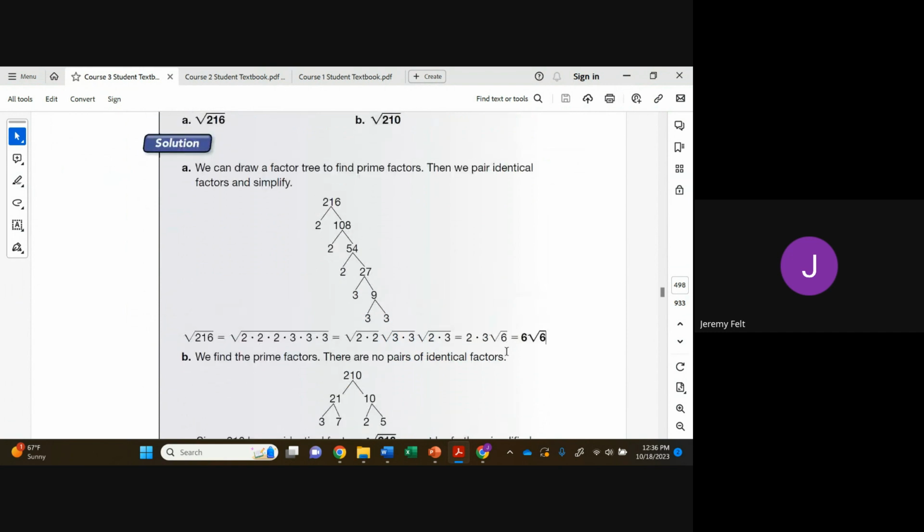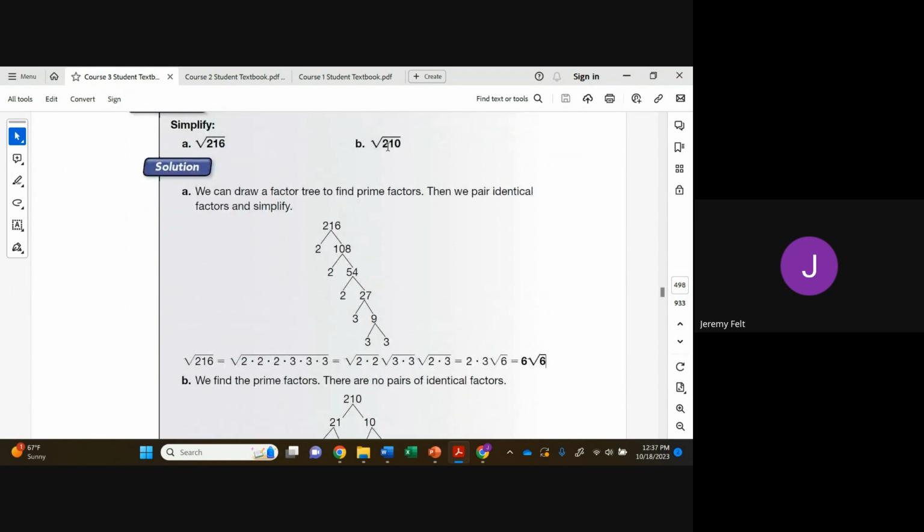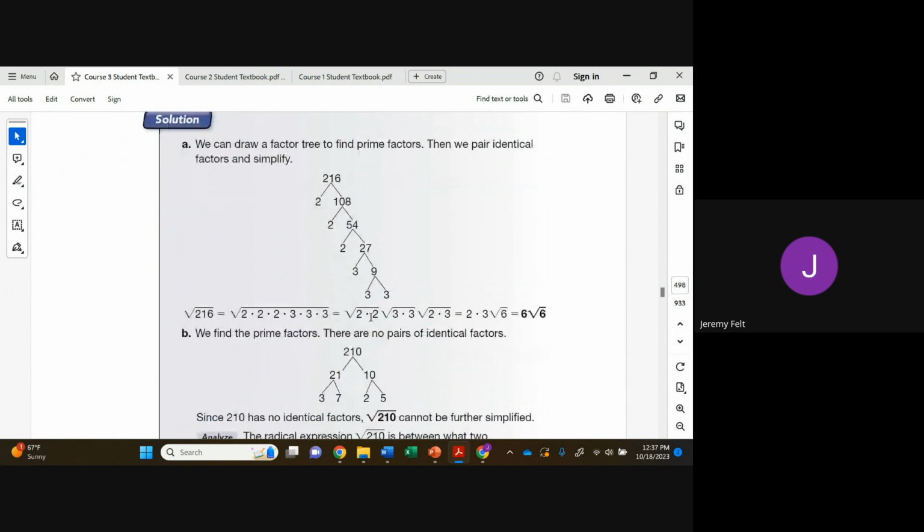If we have 210 and we try and do that, well, 21 and 10, 3 and 7, 2 and 5, so there's not any perfect squares that go into it. We can write it as the square root of 3 times the square root of 7 times the square root of 2 times the square root of 5, but that's just multiplying 4 irrational numbers together. We might as well just keep it as the square root of 210.